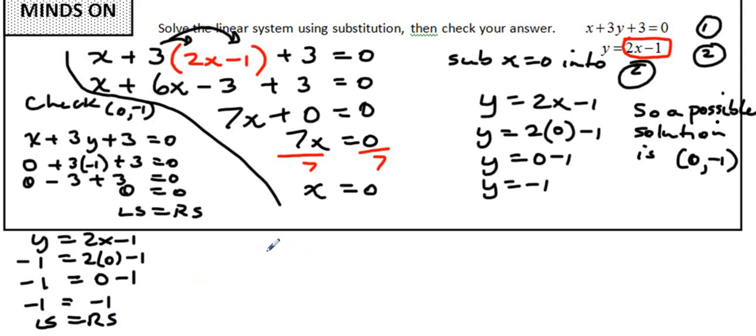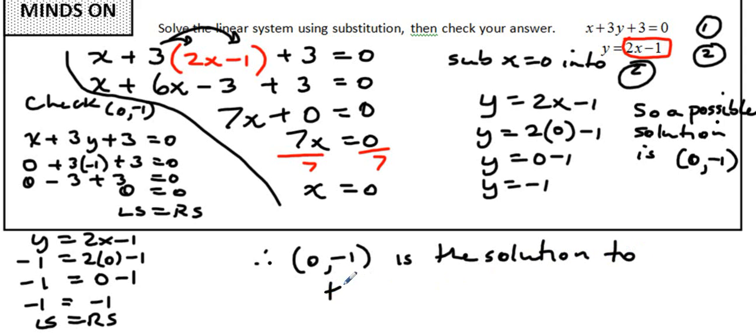So at this point, you want to make a proper conclusion. It's not a possible solution anymore. It is the solution. So you could say 0, negative 1 is the solution to the linear system. Alrighty, so hopefully you got that and you're well on your way with substitution at this point, and let's move on to learn elimination today.